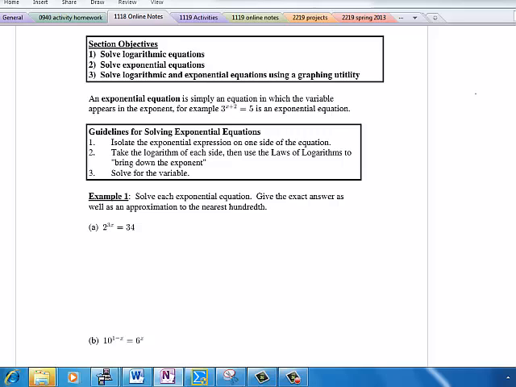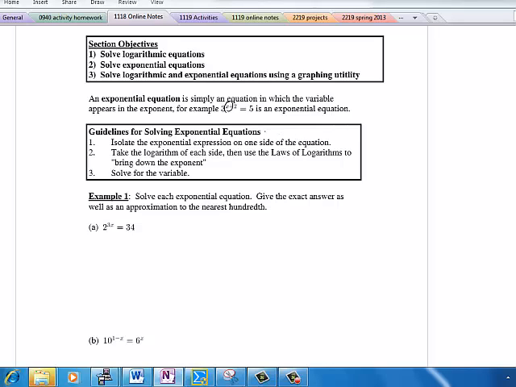So first we need to just talk about what an exponential equation is. An exponential equation is just an equation in which the variable appears in the exponent. So a simple example might look like 3 raised to the x plus 2 equals 5. Because the variable shows up in the exponent, it's an exponential equation.